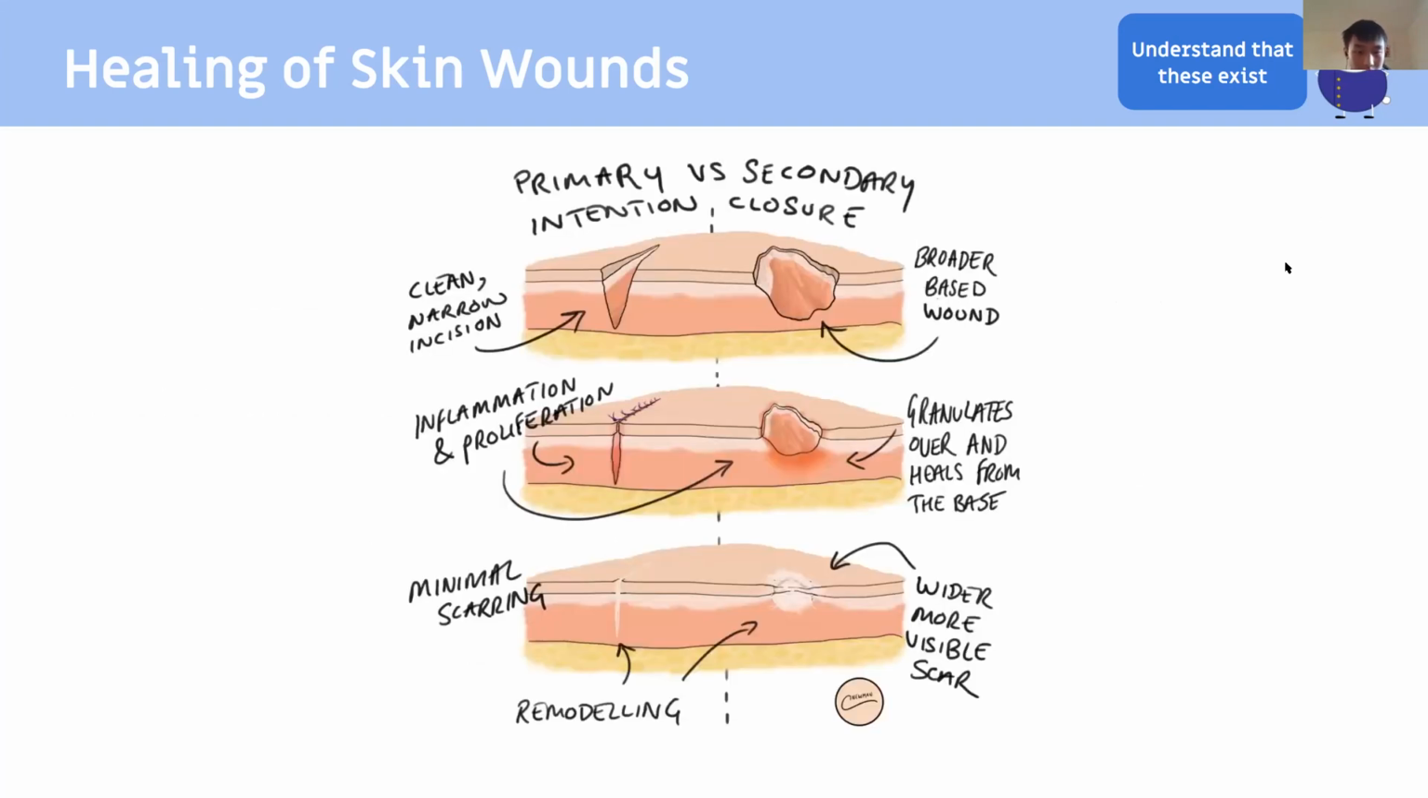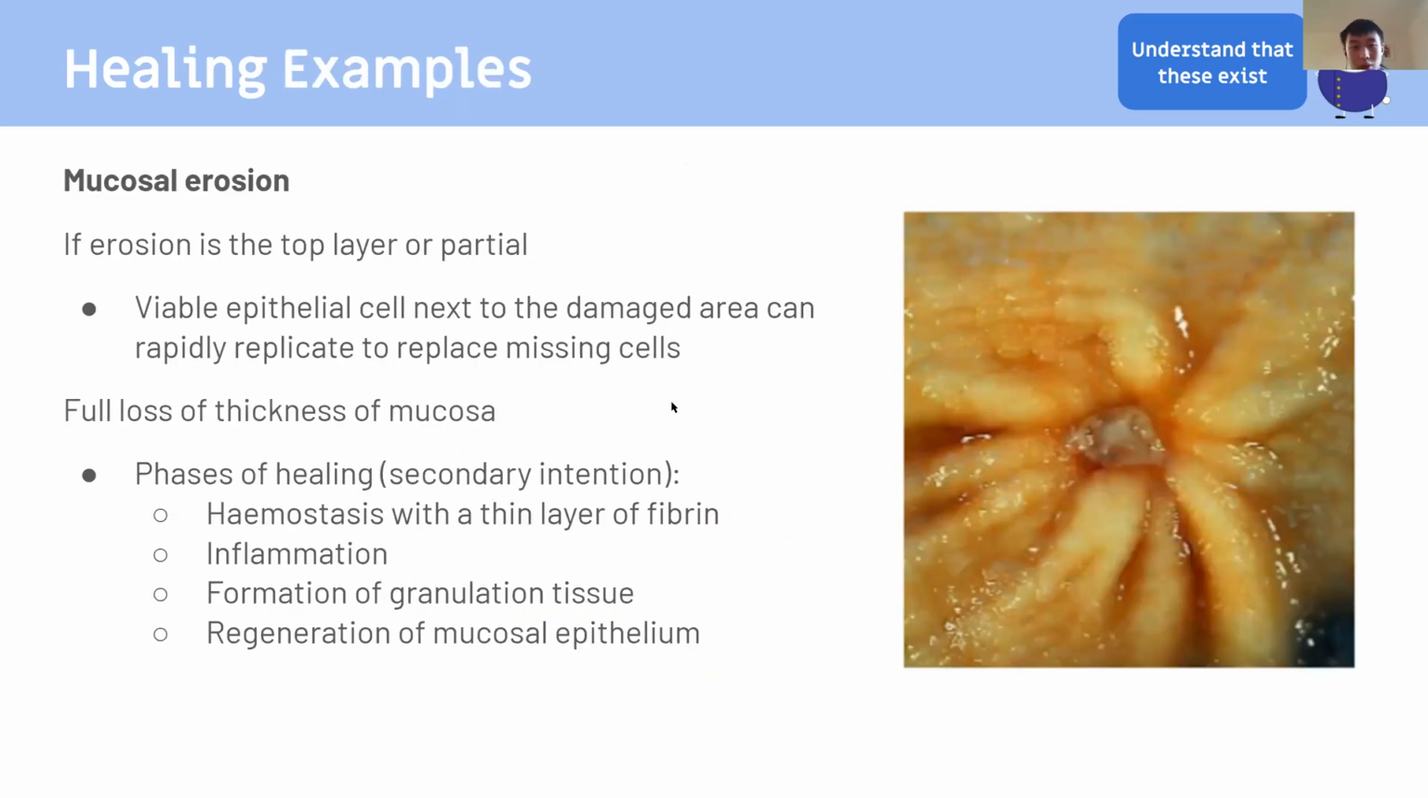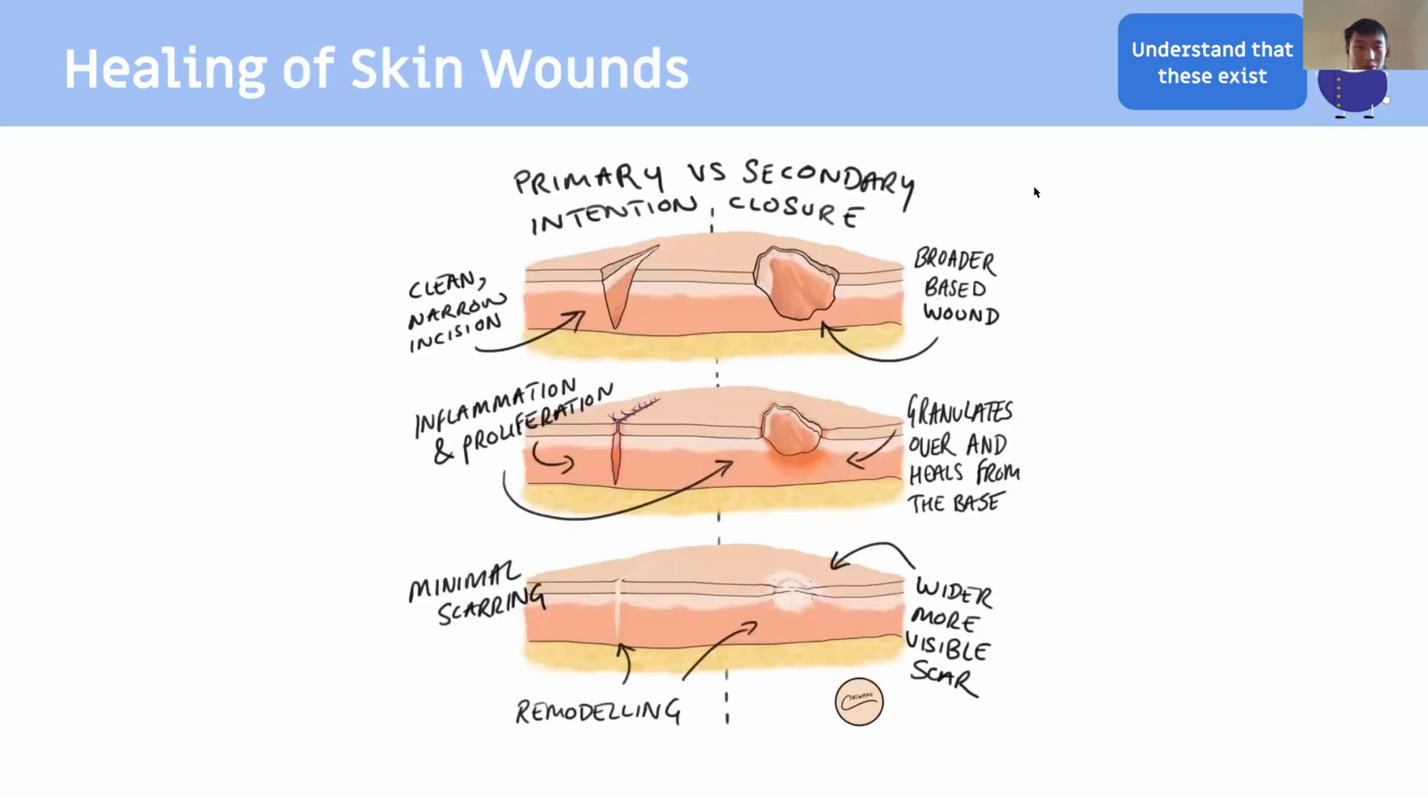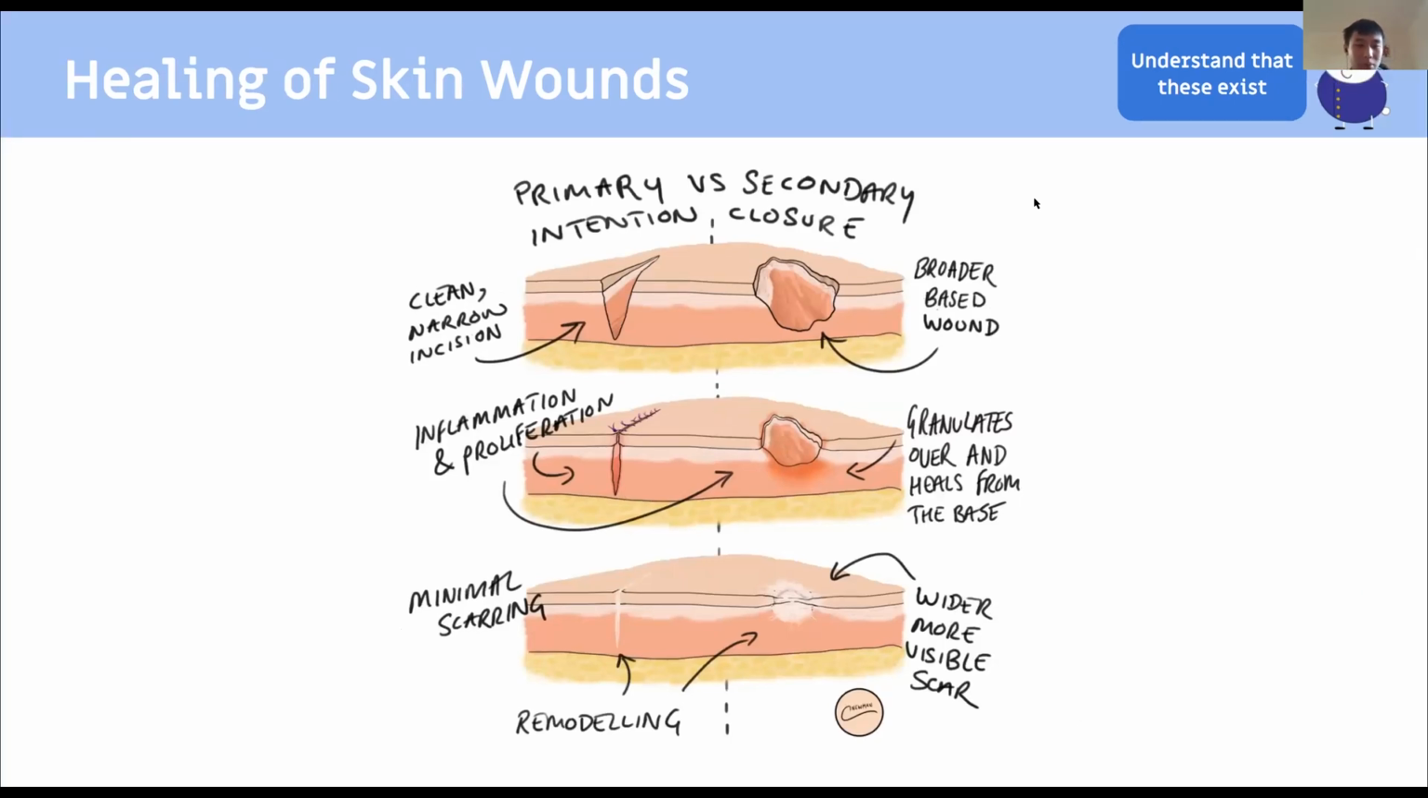On the left-hand side, you can see what is primary intention or first intention. This is when you have a clean, narrow incision. You can see that it's kind of like a valley in your skin, and basically you can just suture that shut, and then it will heal a lot cleaner, and there'll be minimal scarring.